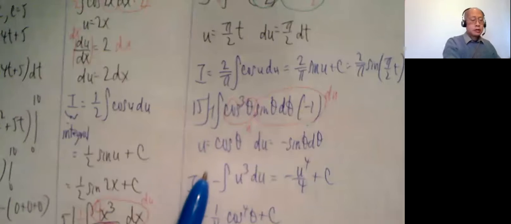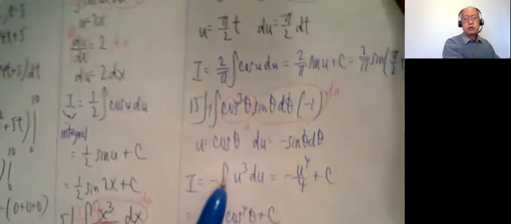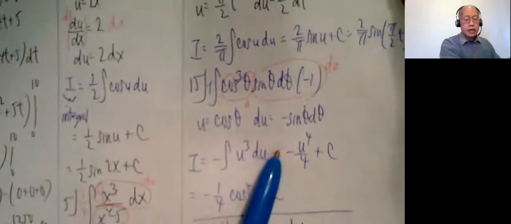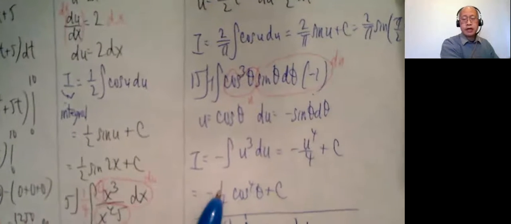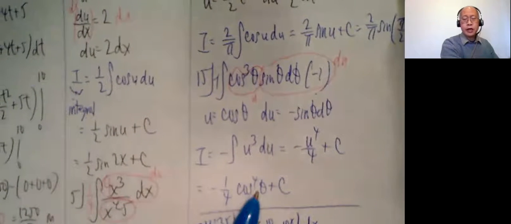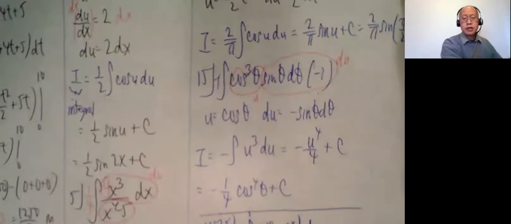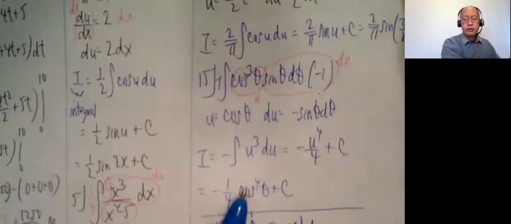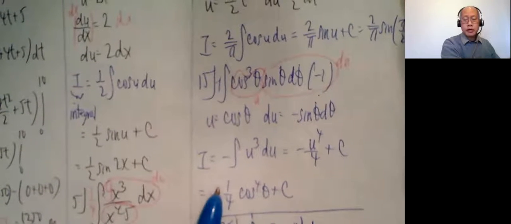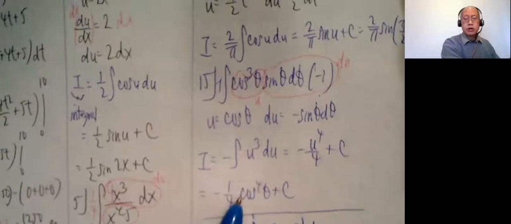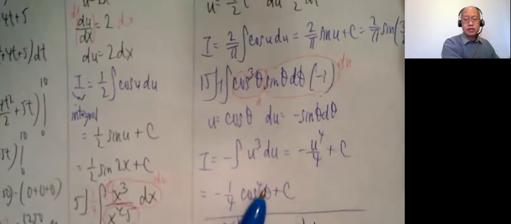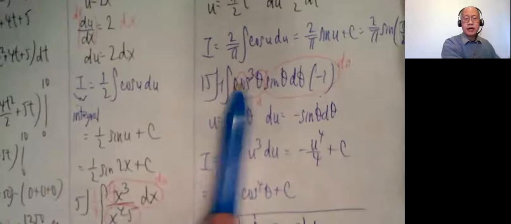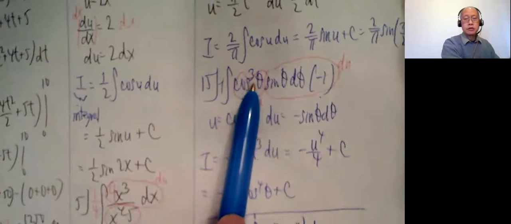This becomes u. So I have negative the integral of u cubed du. Negative u to the 4th over 4 plus c. Change u back. So negative 1/4 cosine to the 4th theta plus c. Okay, double check. What's the derivative? Well, the 4 knocks out the 1/4, so you have a negative cosine cubed times the derivative of cosine, which is negative sine theta. That negative would knock out that negative, and I have my original of cosine cubed theta sine theta. So it works.